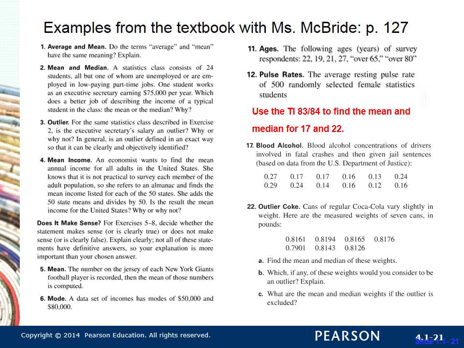All right, mean income. An economist wants to find the mean annual income for all the adults in the United States. She knows it's not practical to survey each member of the adult population, so she refers to an almanac and finds the mean income listed. She adds the 50 states' means and divides by 50. Is this result of the mean a good picture of the United States? Well, it seems really reasonable, right? You take each of the 50 states where you already have a mean and find the mean of that, but actually it doesn't work because of the weighting problem.